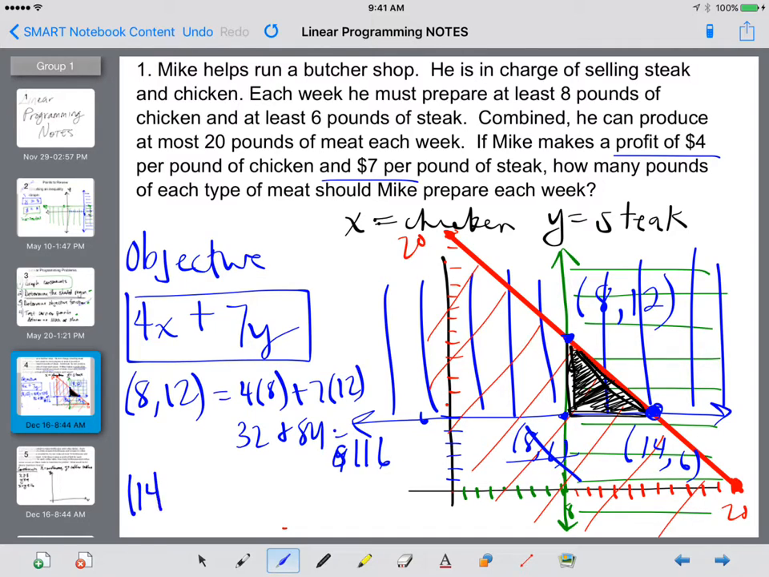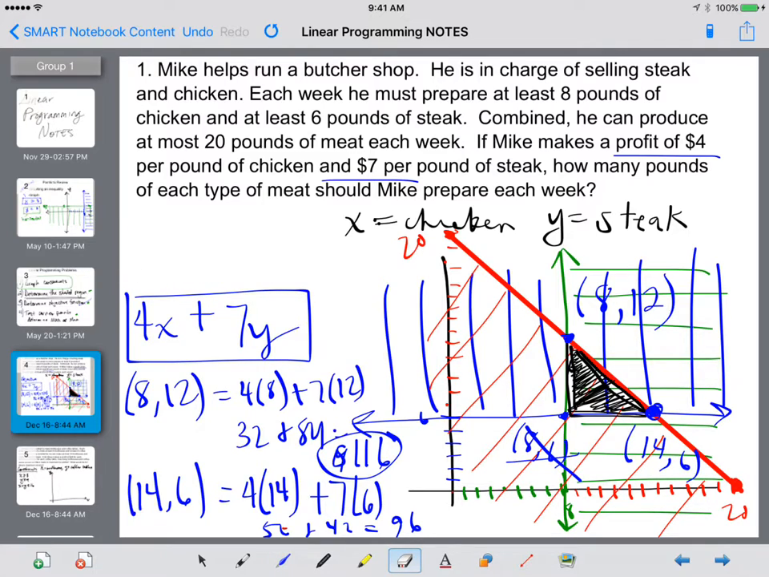Now we need to test 14, 6. So I'm going to plug in 4 times 14 plus 7 times 6. 4 times 14, that will give us 56 plus 42. 56 and 42 would give me 98, which is less. Mike should prepare 8 pounds of chicken, 12 pounds of steak for a profit of $116. That is what we need to write as our final answer.